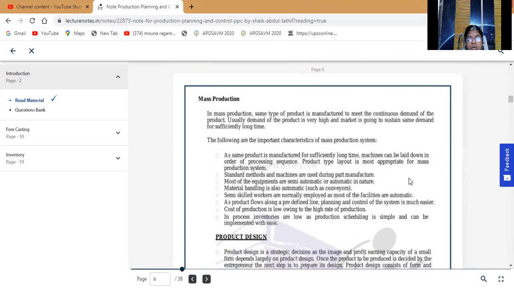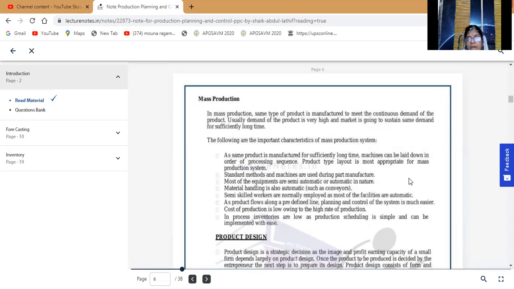In mass production, the same type of product is manufactured to meet the continuous demand for the product. Usually the demand for the product is very high, and the market is going to sustain some demand for a sufficiently long time. So every time it is continuing. Those are all the characteristics of a mass system. As the product is manufactured for a sufficiently long time, mass production is nothing but our workers continuously doing it. So that is the meaning of mass production.